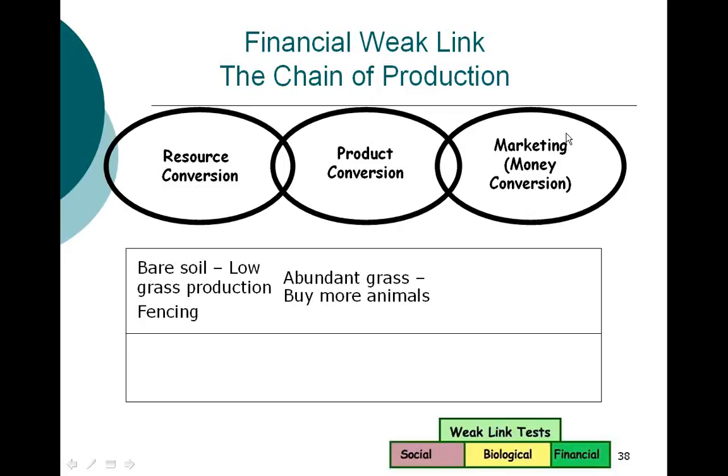Or in another situation, we may have abundant grass. In that case, we don't have enough animals to utilize that grass, so we're going to address that product conversion by potentially buying more animals. That way we'll convert that resource into a product that we could sell. Now we have lots of animals, but now we have a problem: we have no local outlet. So these are ways to focus resources to enhance your financial weak link. You're putting your money and resources in the area that you need it the most. We'll talk a lot more about this next week when we talk about enterprises, where these really apply to specific enterprises.